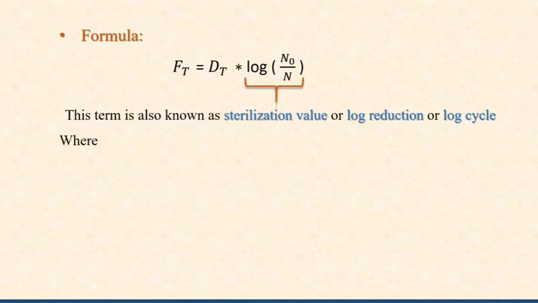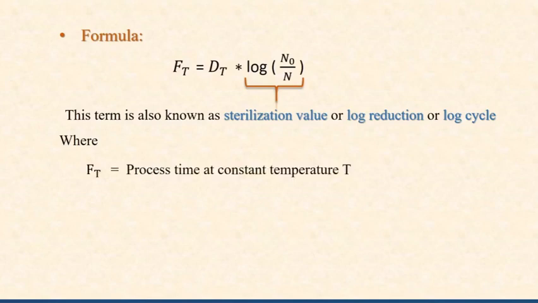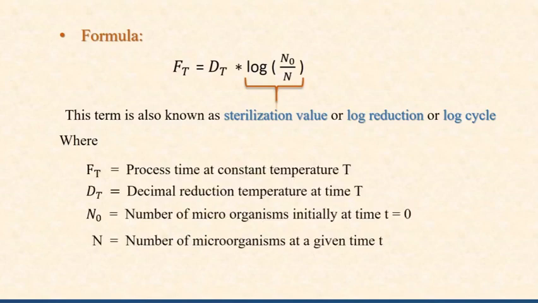So from this formula, we can clearly say that if we know the decimal reduction time and number of log reductions, or otherwise if we know the initial count and final count of the microorganisms, we can calculate the F-value. These are the terms involved in the formula: Ft is process time, Dt is decimal reduction time, N0 is initial count and N is the final count.